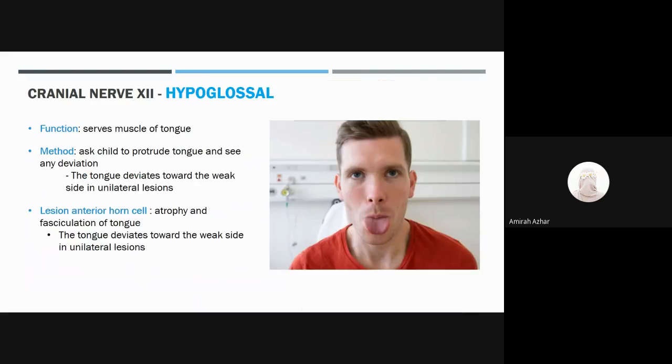Okay, next. For the hypoglossal nerve, you are checking the muscle of the tongue. Simply ask the patient to protrude the tongue. If there is a lesion, the tongue will deviate towards the weak side. For example, in patients who have a lesion at the anterior horn cell, such as spinal muscular atrophy or poliomyelitis, the patient can have atrophy and fasciculation of the tongue. So this is my last slide.